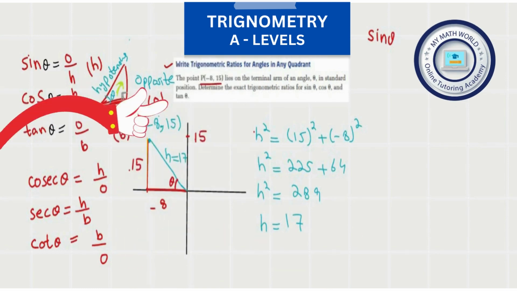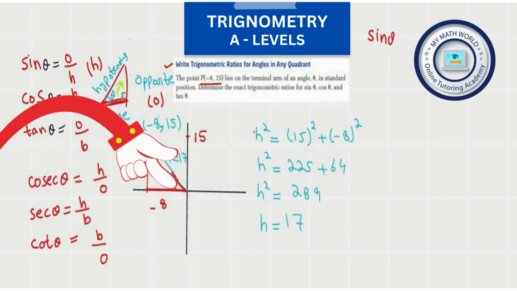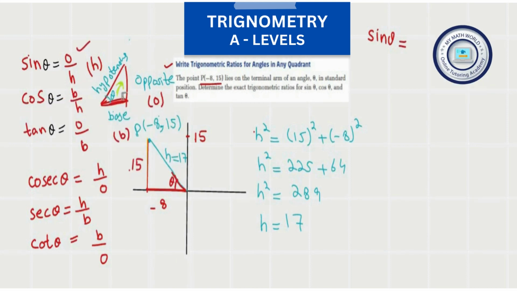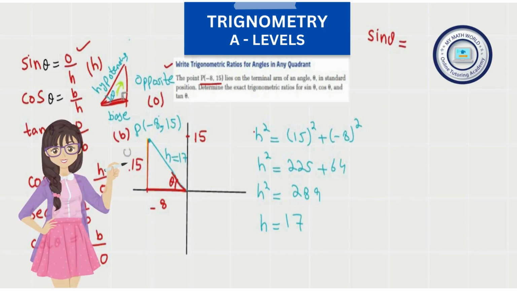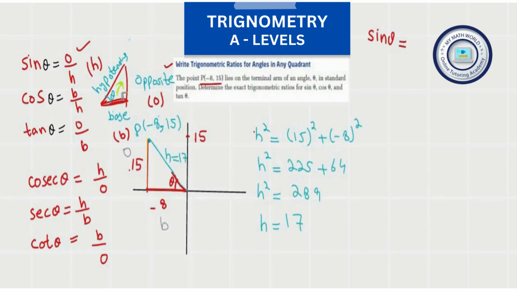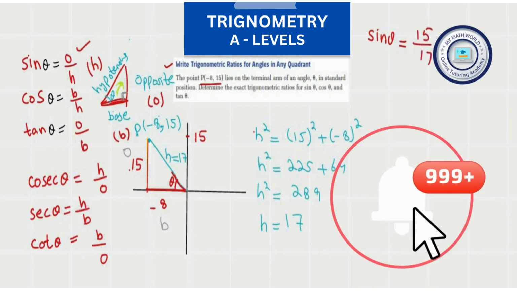Why are we taking this? Because it should be linked with the x-axis. For example, if this is the resultant line and this is the x-axis, then theta must be between the resultant and the x-axis. Sine theta, according to the basic formula, is opposite over hypotenuse. In this case opposite is this side, which is 15, base is -8, and hypotenuse is already there, which is 17. So sine theta would be 15 over 17.